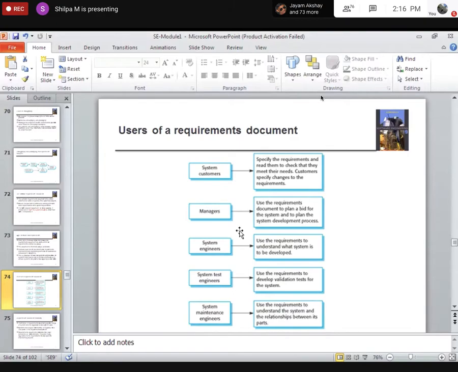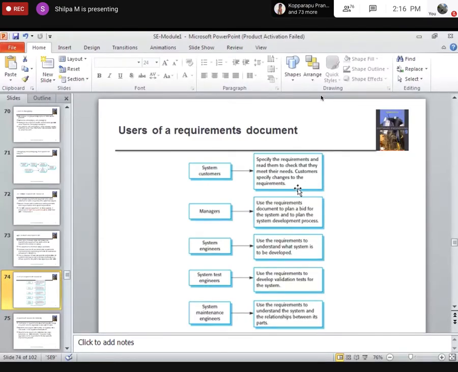So who will use this requirements document? Customers. Customers means the people who will be using your product, or the people for whom you are developing your product; they are the customers. They read the requirements to check that they meet their needs, and customers specify changes to the requirements.